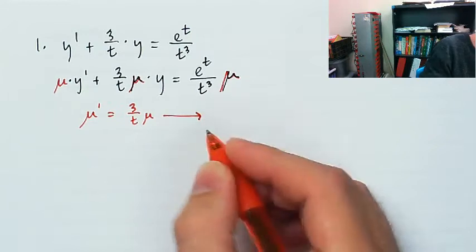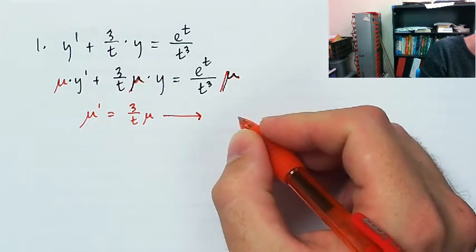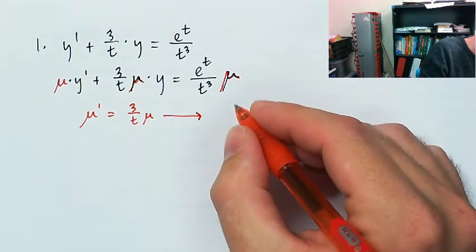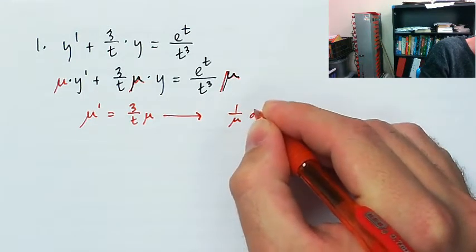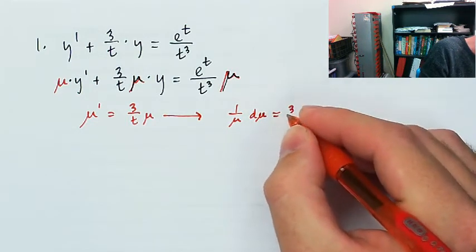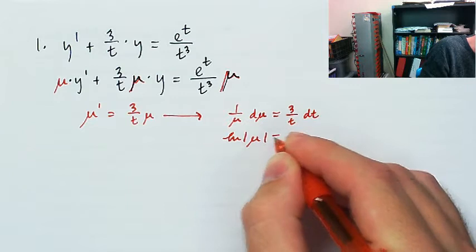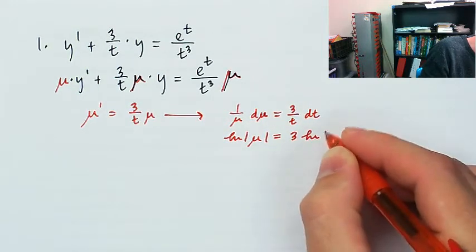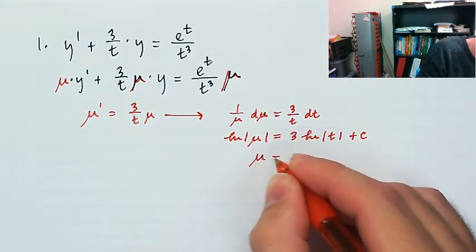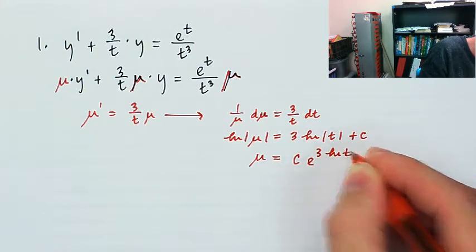What that means, if you don't see it like that, is that it's like solving y prime equals 3y over t. It's going to be separable. So basically 1 over mu d mu is going to equal 3 over t dt. That's going to be the log of mu equals 3 times the log of t plus c. Then mu is going to be c e to the 3 log t.